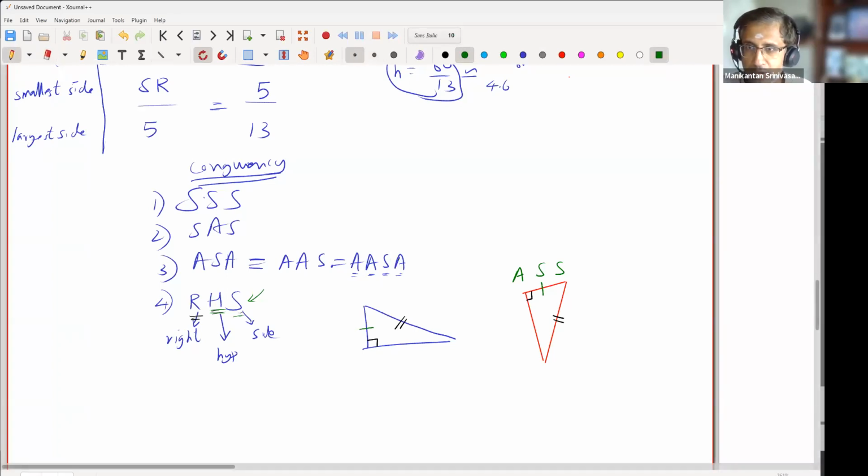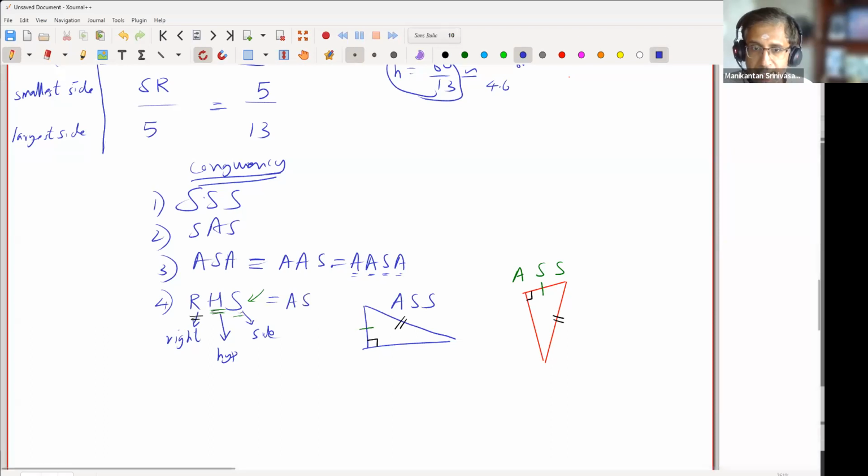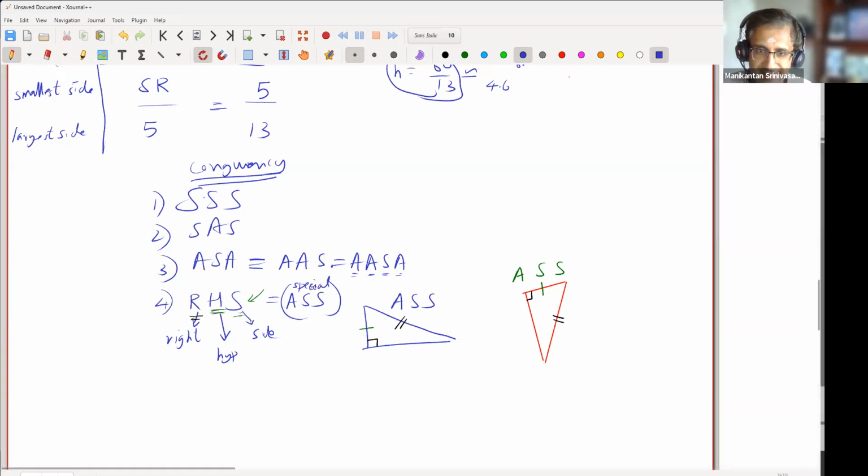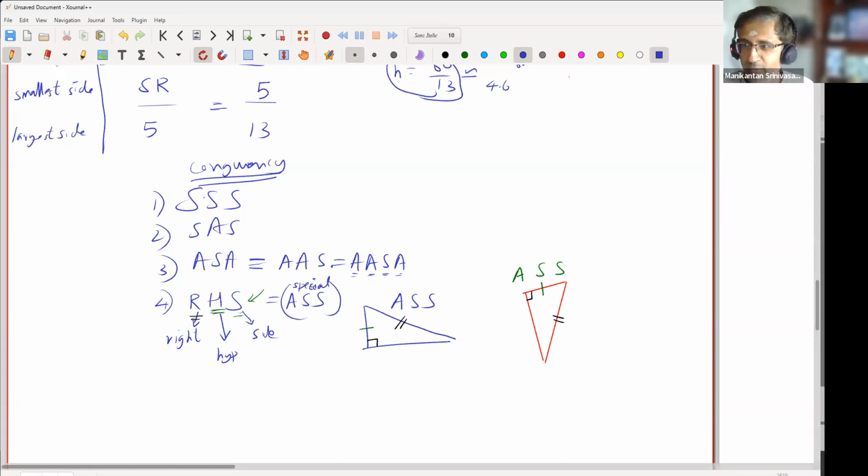For now, I want you to acknowledge two things. That this is also ASS in a way. RHS is like ASS, but a special ASS. And therefore, it works. It's a special ass. So the special donkey works, not a normal donkey. So RHS works. And why does RHS work?